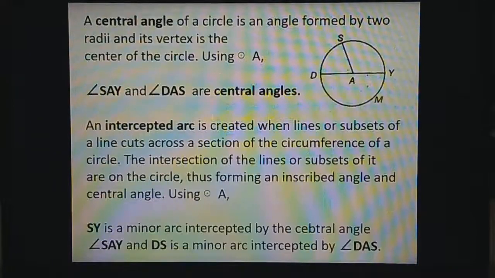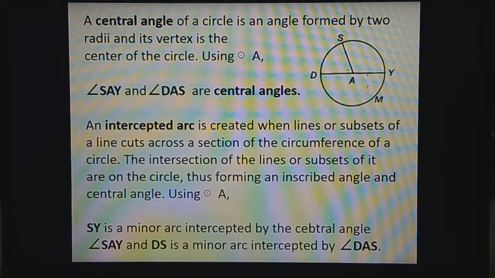Next. Okay, ito yung mahalaga. A central angle of a circle is an angle formed by two radii and its vertex is at the center of a circle. So, pag sinabi natin central angle, ang vertex ng angle nasa center. Tapos, ang kanyang sides ay yung dalawang radii. So, dito sa illustration natin sa circle A, meron tayong dalawang central angles.